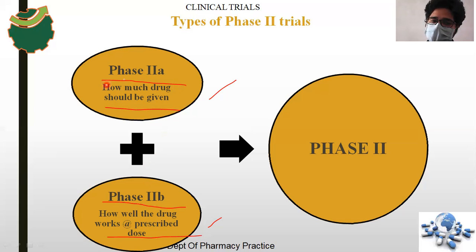How much drug should be given to show an effect? It can be side effects or therapeutic efficacy. And 2B speaks in terms of how well the drug works at a given dose. Like with aspirin, the low dose acts for pain, a somewhat higher dose acts as an antiplatelet, and with a further change in dose it shows certain other effects. So you have to see what effect the drug shows at a given dose in humans.